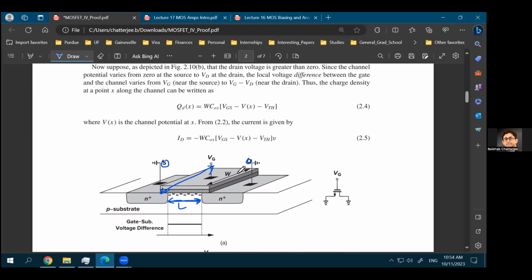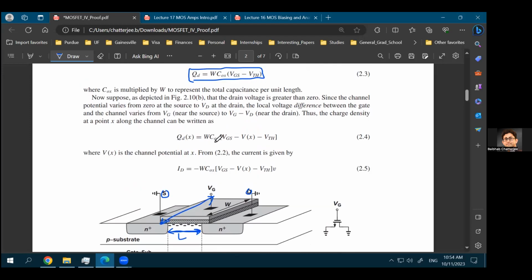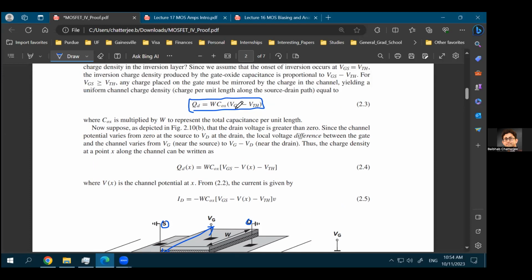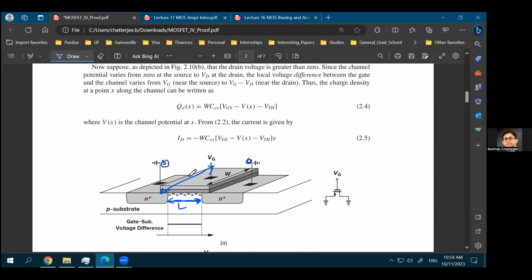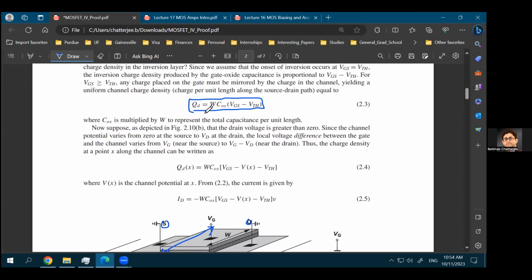So that's your width. That's why the total amount of capacitance that you will see is W times COX, and the voltage that you have is basically VGS minus VTH. That's the voltage in the channel. So your QD will be W times COX times VGS minus VT.